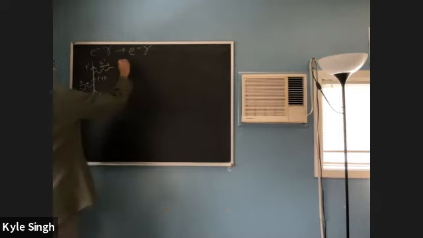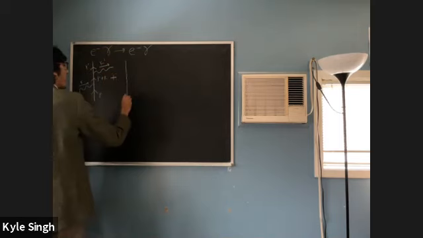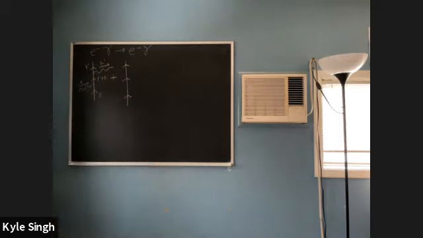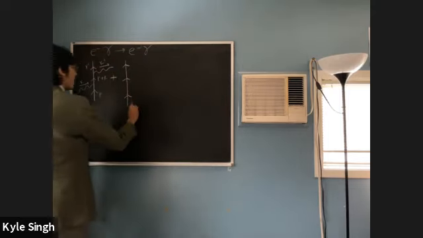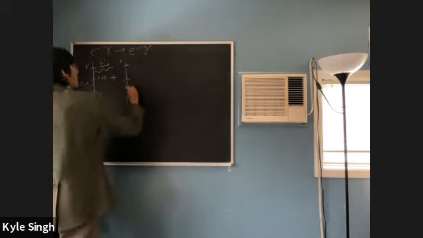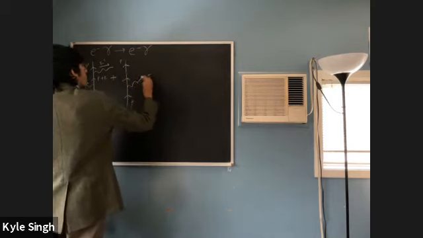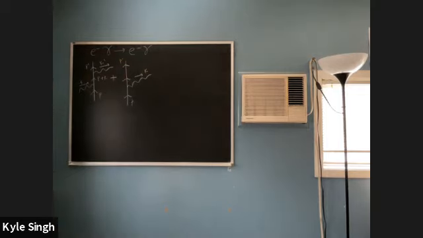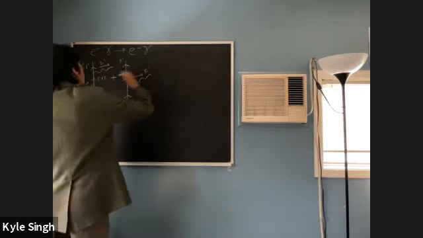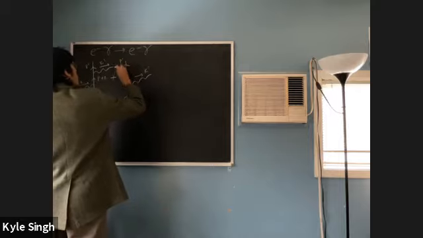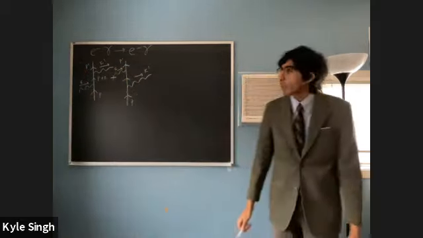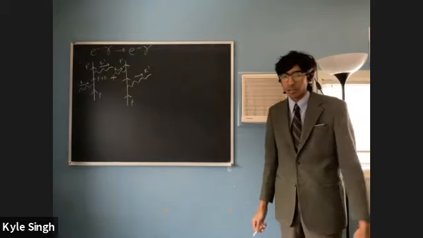Similarly, the second tree level diagram looks like this. That doesn't look any different, but you have p, you have p prime, and the photon could come from here with momentum k, k prime, and then hit it from here with momentum k. So those are our two tree level diagrams for Compton scattering.